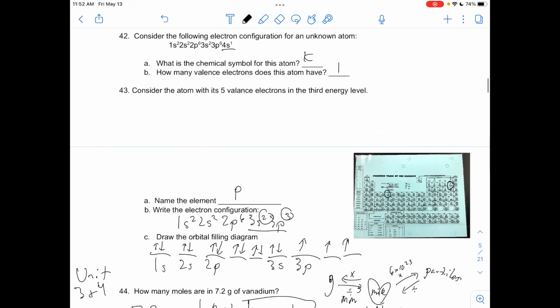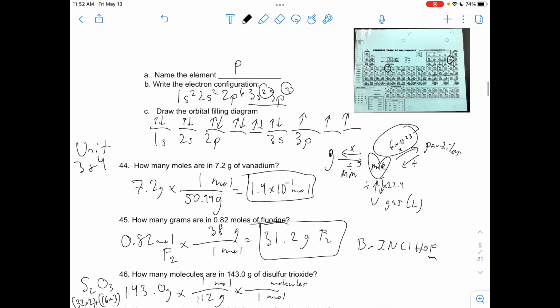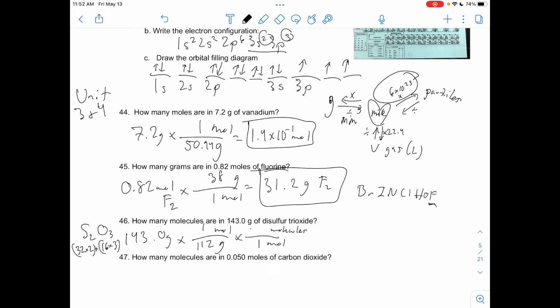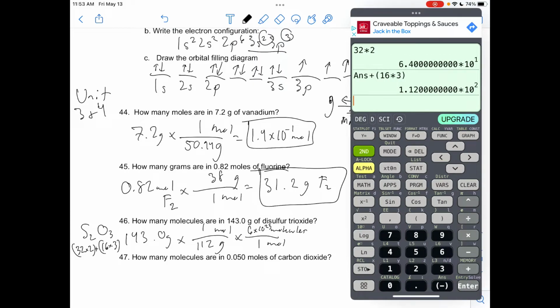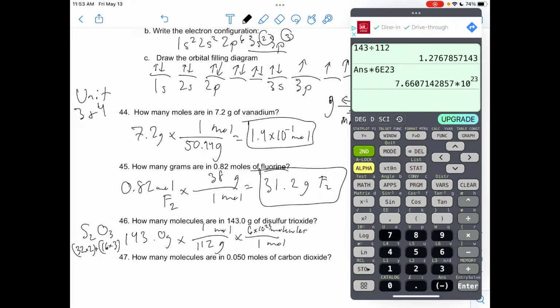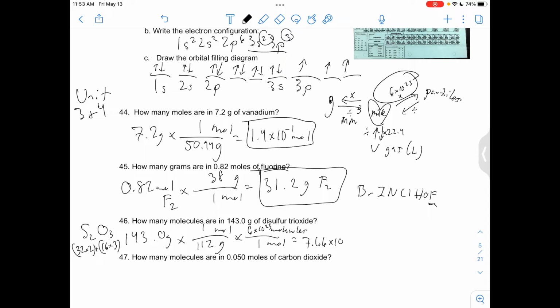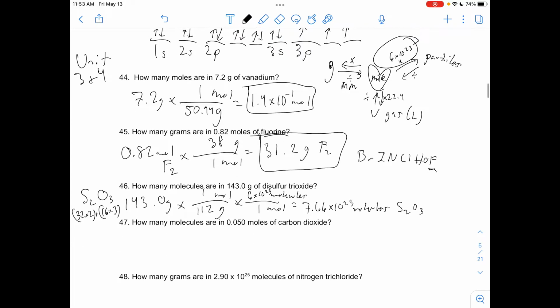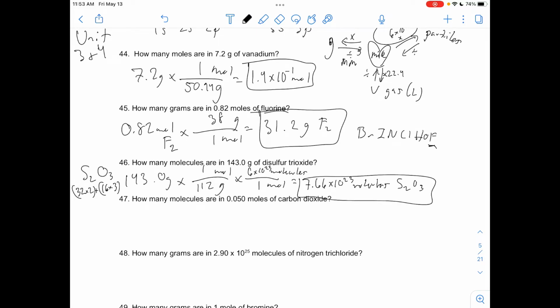Okay, and then to get molecules, I'm going to use Avogadro's number. So let's see, 143 divided by 112 times 6E23. I got a huge number because it's a number of molecules, 7.66 times 10 to the 23rd molecules of S2O3. All right.